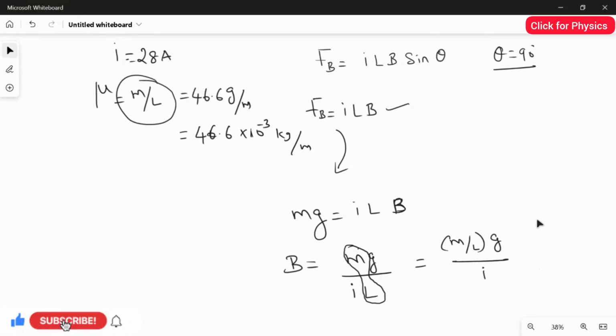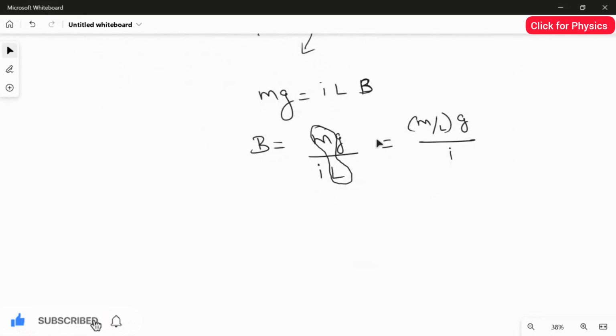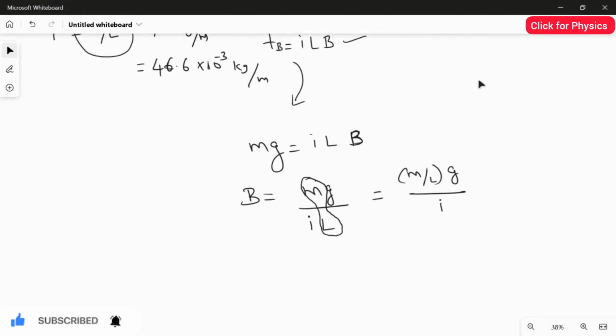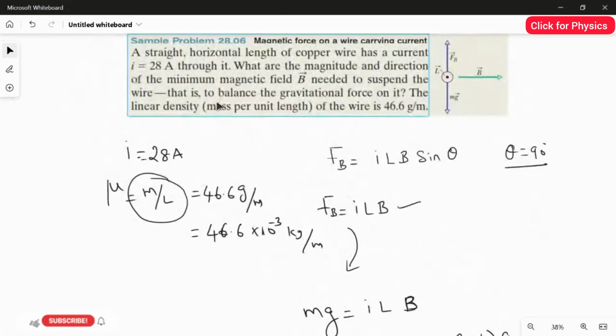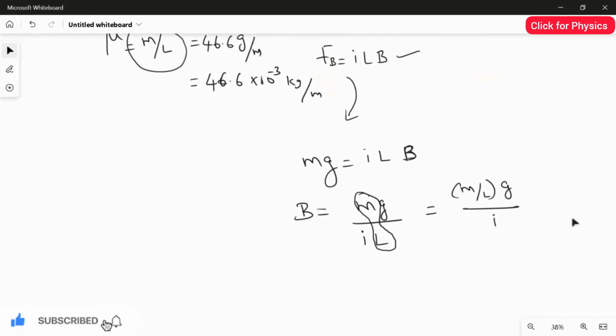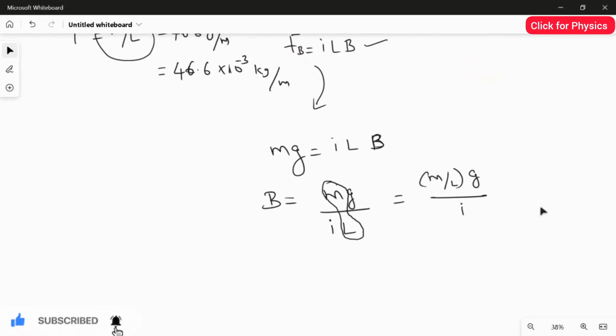Why do I write the equation this way? Because both equations are exactly the same. In this question they gave the information about the linear density mu value. They already gave it as 46.6 gram per meter. So for that purpose I rewrite this equation in this form, so that the substitution of the values in this equation will be very easy. Clear? So that's the reason I rearranged this equation in this form.